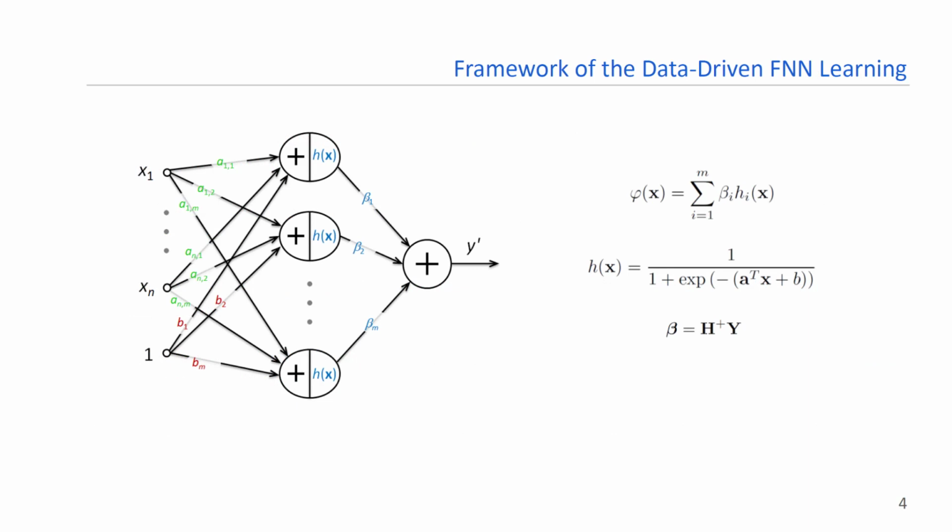In this study, we consider a single hidden layer feedforward neural network with single output. Weights A and biases B are generated using the data-driven method. We have M hidden nodes and activation functions H. Here sigmoids, but we will use different functions. And output weights beta. The network expresses function phi. The output weights beta are determined using the Moore-Penrose generalized inverse of matrix H, which is the hidden layer's output matrix.